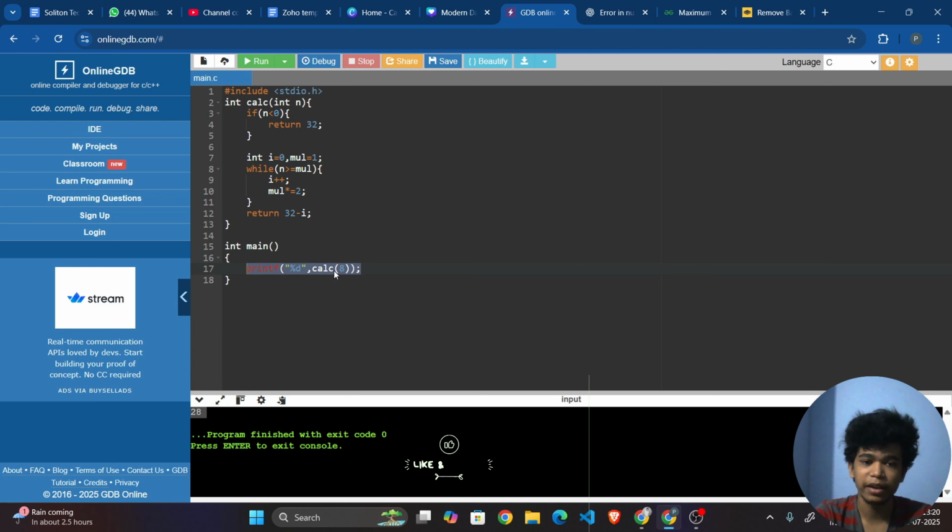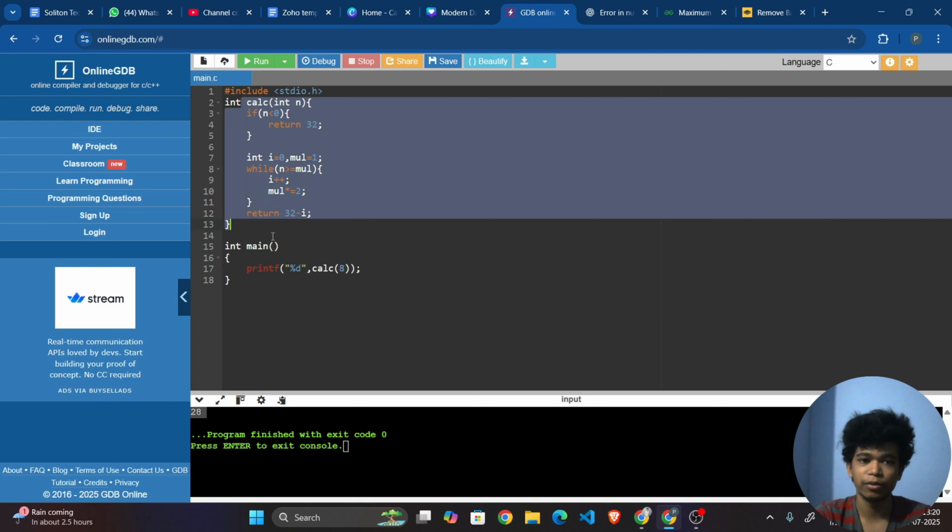What is the binary value of 8? Its length will be 4. So 32 minus 4, it will be 28. So 28 leading zeros will be there. Fine. So this is how this entire coding looks like.